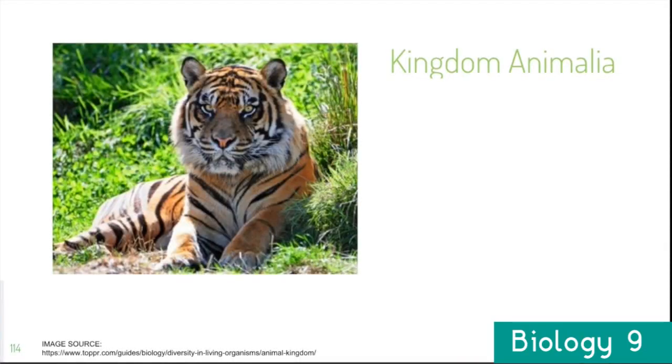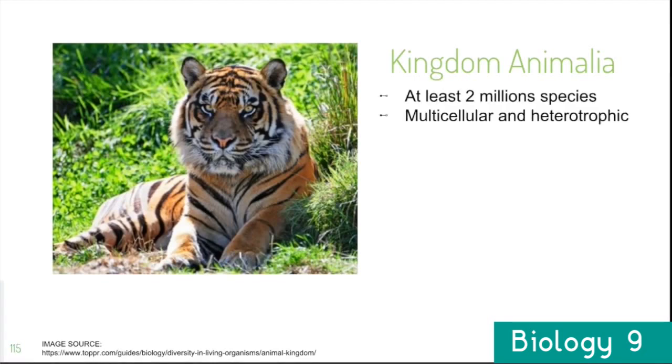Okay, we're on to the animals now. Nice. So the animals are everywhere, and there's at least 2 million of them alive today. So animals are multicellular and heterotrophic. What does heterotrophic mean? They feed on other organisms. They differ from the members of the other 4 kingdoms in that they exhibit locomotion, so they can move.